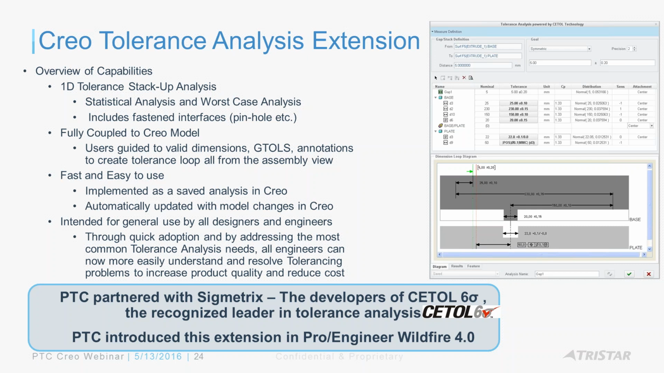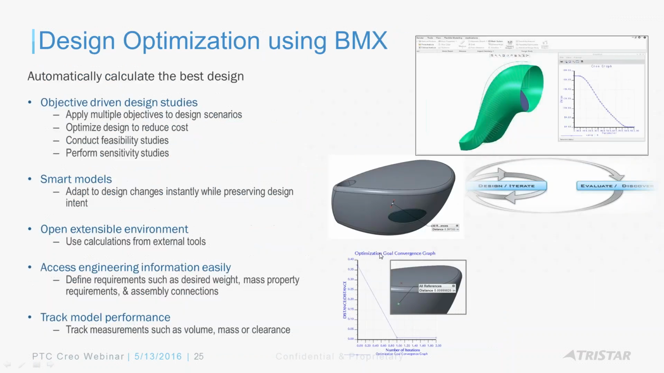It's been there since Wildfire 4.0, and it's very easy to use compared to your traditional spreadsheets or doing it manually. You're essentially selecting dimensions from Creo, and as you select them, it puts in a dimension loop diagram, and you're able to change your tolerance values in real time and see the results. It supports 1D tolerance. If you want advanced 3D tolerance stack-up, there is a full-blown CETOL Six Sigma product from Sigmetrix. So that's a quick overview of what Tolerance Analysis Extension can do.